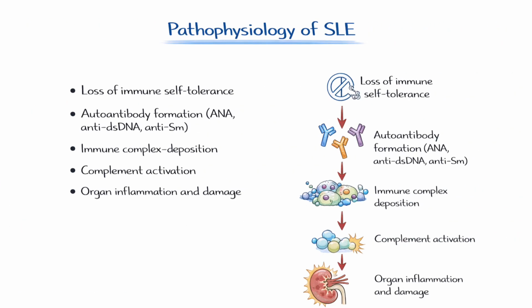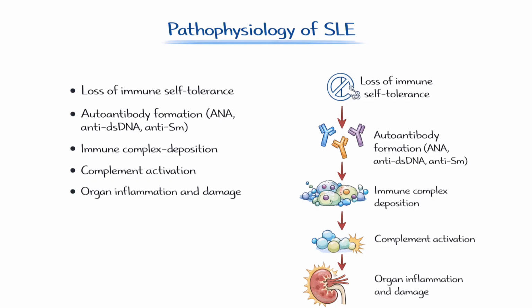Now let's talk about the pathophysiology. In lupus, the immune system loses the ability to recognize the body's own tissues as self. Normally, the immune system is trained not to attack the body's own cells. In lupus, that control breaks down.